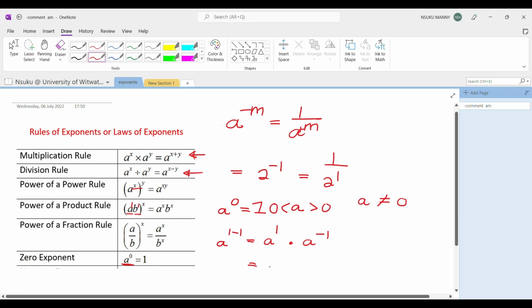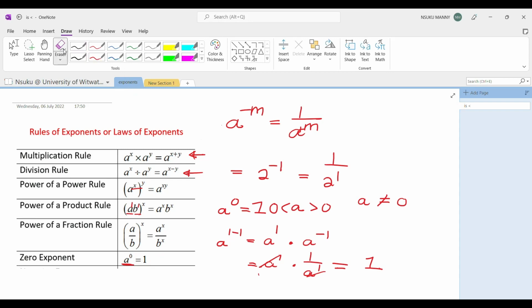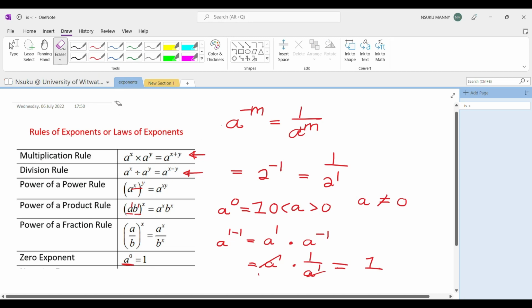And a to the power of negative 1 is the same as 1 over a to the power of 1, right? So now we know that these two will cancel out and we'll have the value of 1 left. So always know that any value a to the power of 0 will always be equal to 1, only if that value is not 0. So let me erase this so that we can cover the remaining laws of exponents that we have.